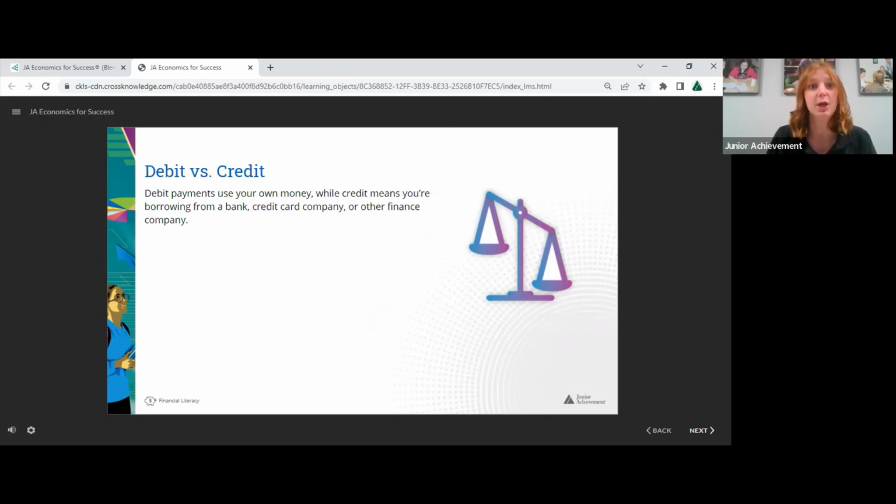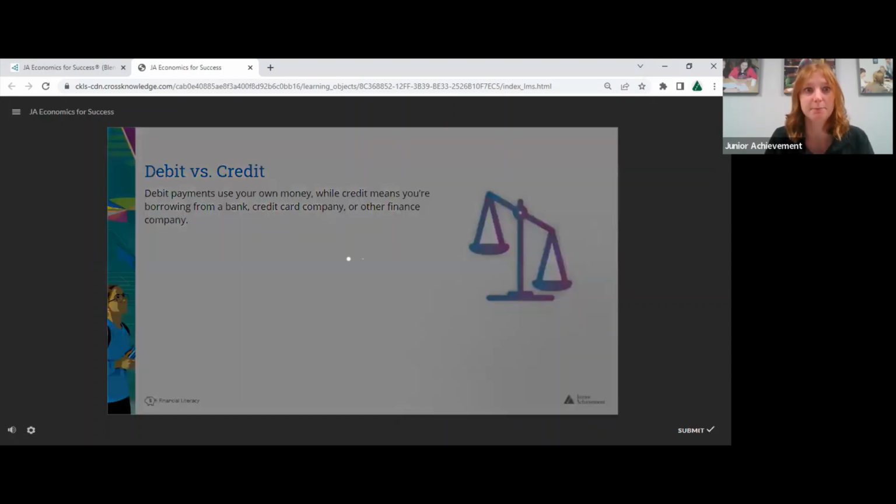So debit is using your own money when credit means borrowing from the bank. We really want to get this point across, that debit means it's your own money, it's coming out of your account right away, and credit means it's someone else's money and you have to pay it back.